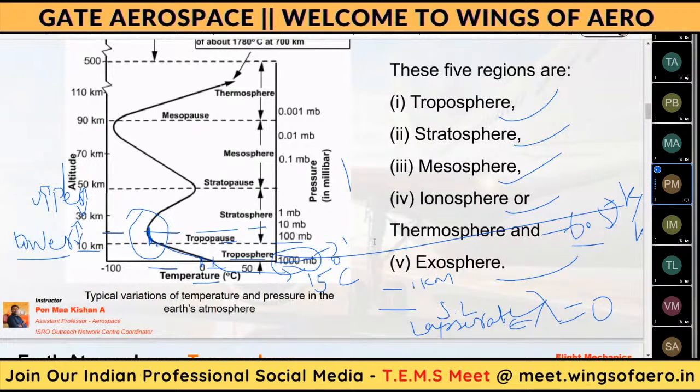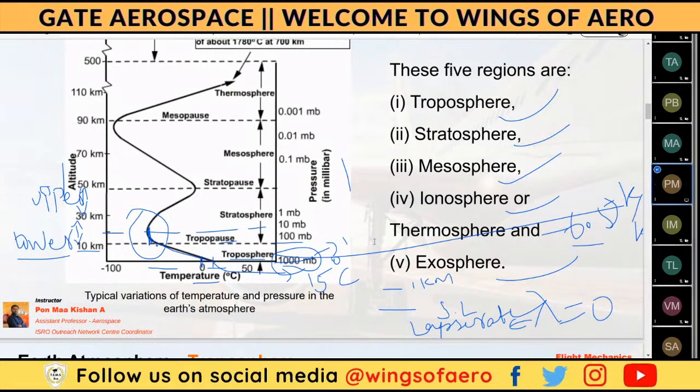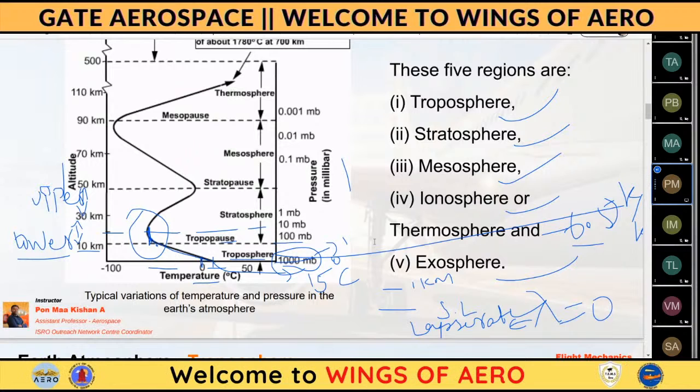If they are asking a problem on the troposphere to solve pressure or temperature or density, it will surely be less than 30 kilometer altitude. So we will also be solving one particular problem today itself.